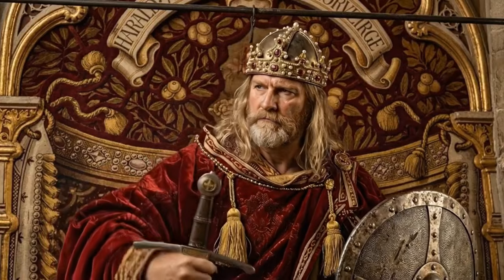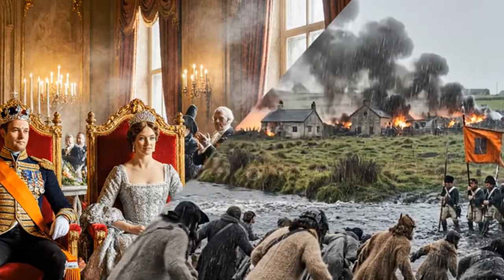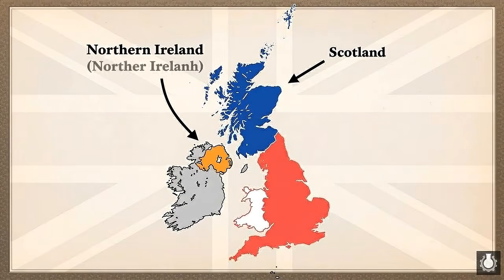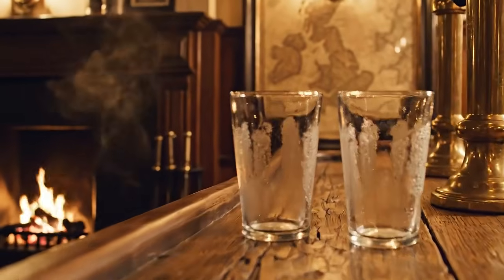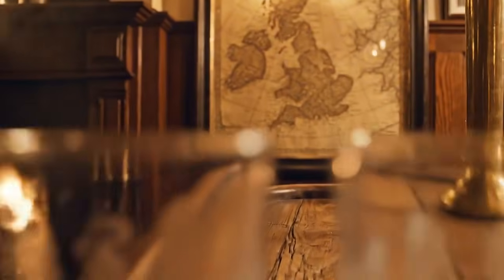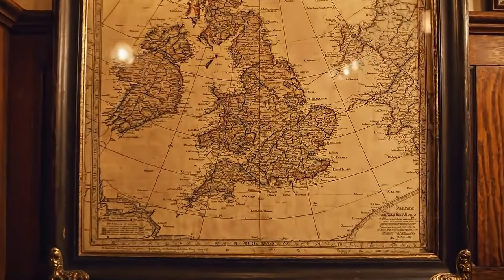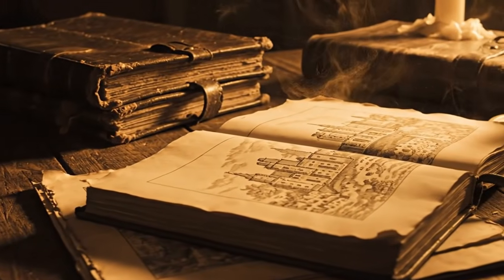The United Kingdom, 4 nations stitched together by ambition, war, marriage, and stubbornness. England, Scotland, Wales, and Northern Ireland. Each with its own language, its own grudges, its own version of events. Ask a Scot how the union happened, and you'll get a very different answer from an Englishman. Both are probably right. Both are definitely leaving something out.